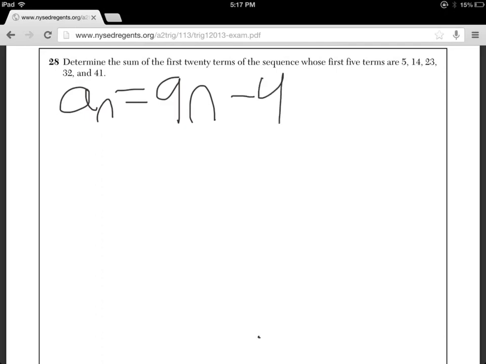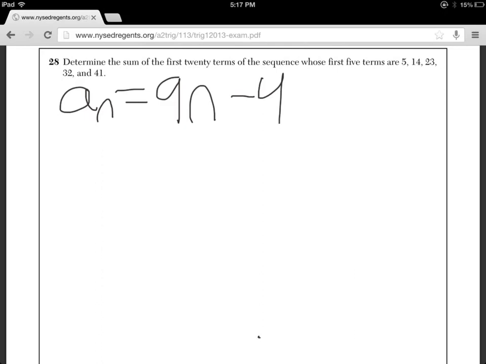And the first thing you should do once you see a pattern is make sure it fits with a majority of the numbers. Well, it should fit with all of them. We should test it with a majority of the numbers that they provide you with. So if we put 14 in there, you have 9 times 2, because it's the second number in the series, which is 18, minus 4 is 14, so it works. And if you were to go on and check the other 3, you would get the exact same answer.